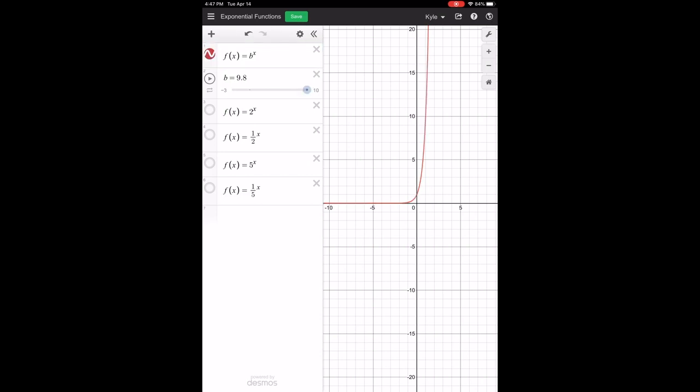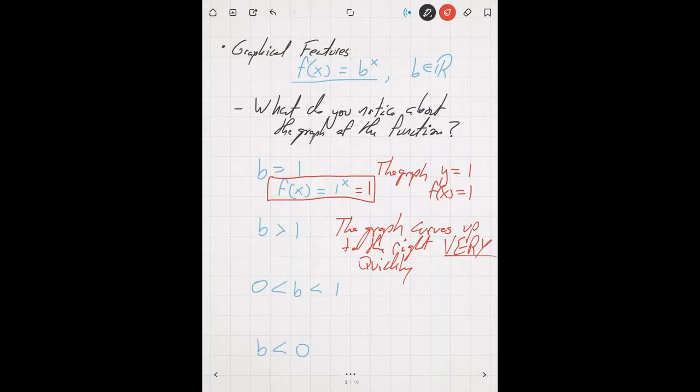Now let's ask ourselves what happens when we were between 0 and 1. So let's get a little small decimal here, something like 0.8 or 0.7 or 0.3, for example. What do you notice in this case? Well, you should notice that we have the opposite graph. When b is between 0 and 1, we will say the graph curves up to the left. So no longer are we curving up to the right, we're curving up to the left.